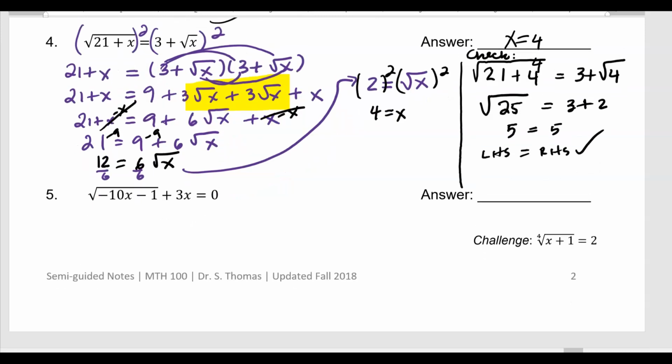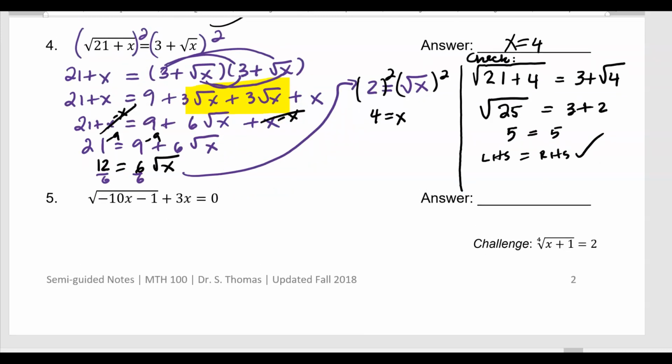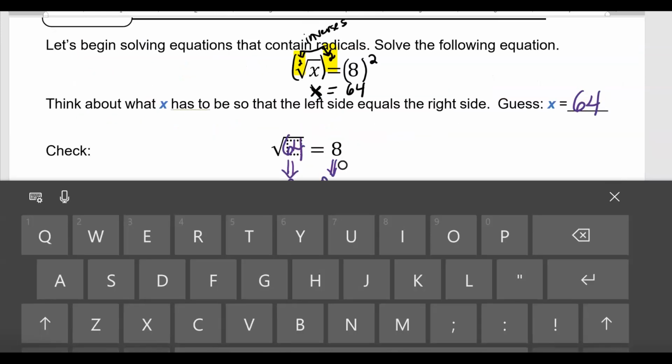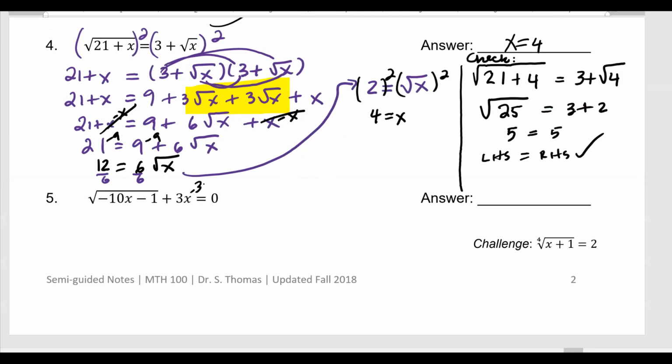Moving on to number 5. Notice that our radical is not isolated. So we're going to first subtract 3x from both sides, and we get the square root of negative 10x minus 1 equals negative 3x. We're going to square both sides since this is a square root. So we get negative 10x minus 1, since the radical goes away, equals 9x squared.